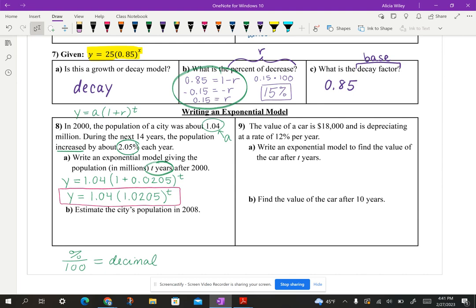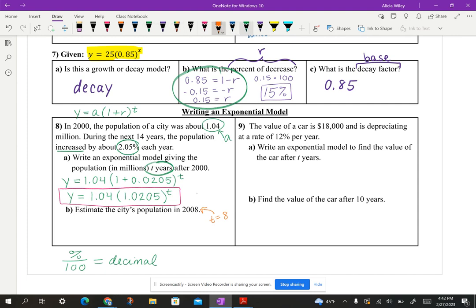population at that time. So with that idea, it says estimate the city's population in 2008. So if I want to do that, what am I going to plug in? Well, for this, I'm going to plug in my t value of 8. Because the difference between 2000 and 2008 would be 8 years. So t stands for number of years. So in 8 years, what will my population be?